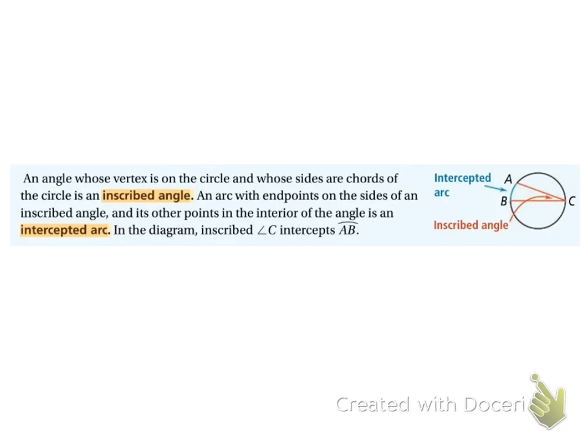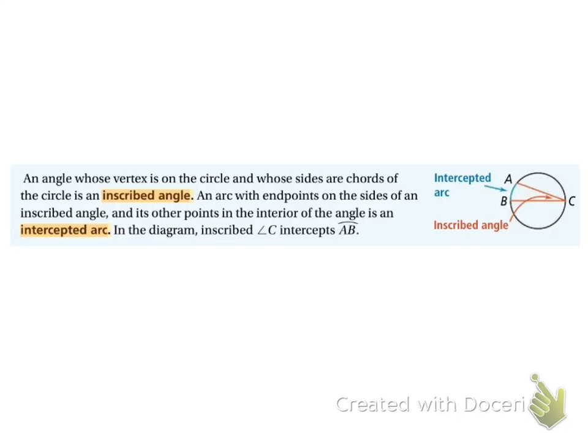This is 12.3a of geometry. So we're going to talk about inscribed angles. Okay, so this red angle in this circle is an inscribed angle because the vertex is on the circle and then our two endpoints are also on the circle.